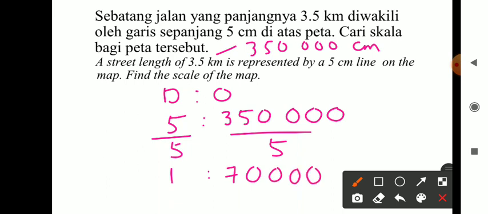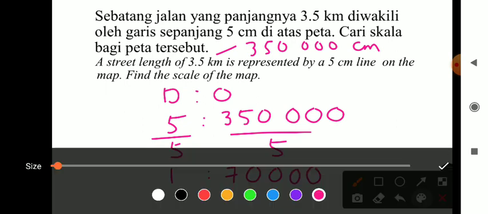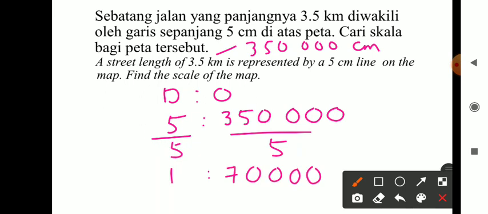So this is how you write down your answer. 1 to 70,000. So if you think logic, bukan? When you draw 1 cm on paper, it means 70,000 cm in reality. In reality, your street is 70,000 cm long, but in drawing on your map, you only draw 1 cm. Kamu lukis 1 cm, 70,000.